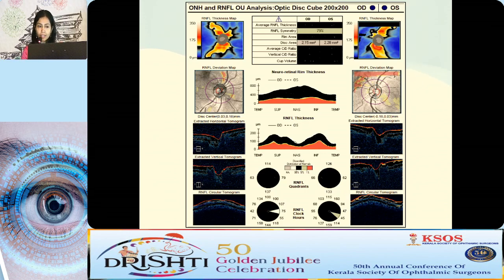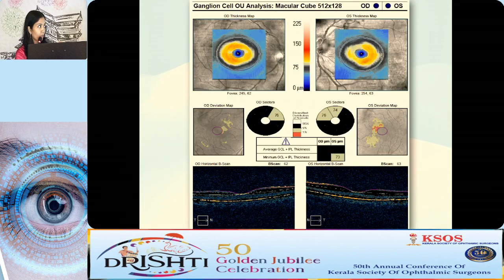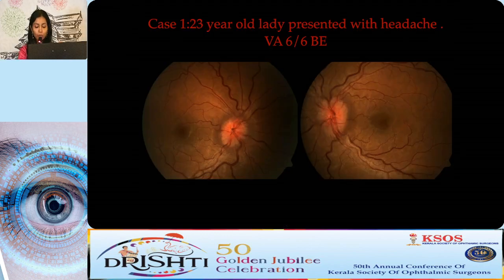So quantitative measurement is the one which we usually do in assessment of neuroophthalmological cases. So we look at the thickness of the peripapillary retinal nerve fiber layer, where the average reading you can get from here and the sectoral readings from here. Similarly, we also get the thickness of the ganglion cells. So let's go to a few cases.